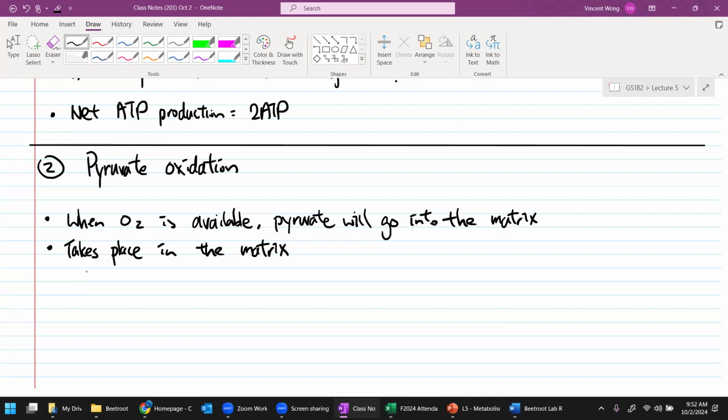Okay. So we are going to focus on what happens when we do have enough oxygen, which is like right now. Your body is burning glucose as we speak. So those pyruvate are going to go to the matrix and it's going to do pyruvate oxidation. So there are going to be three steps. Okay. So first step is remove CO2.